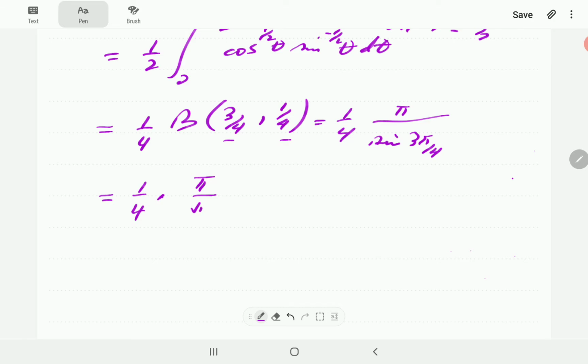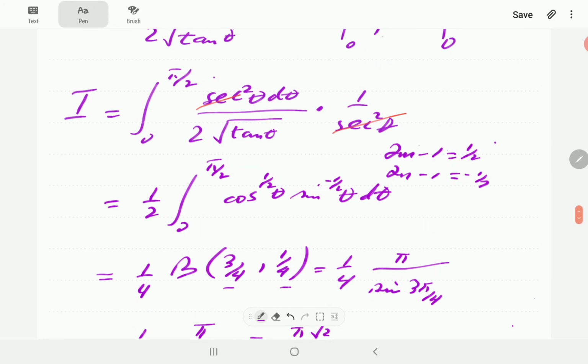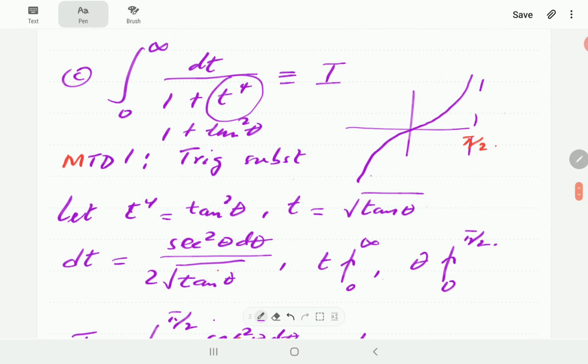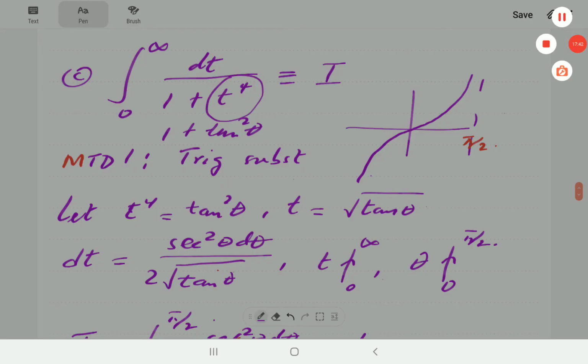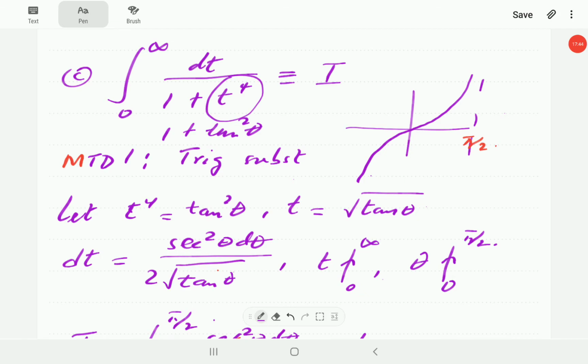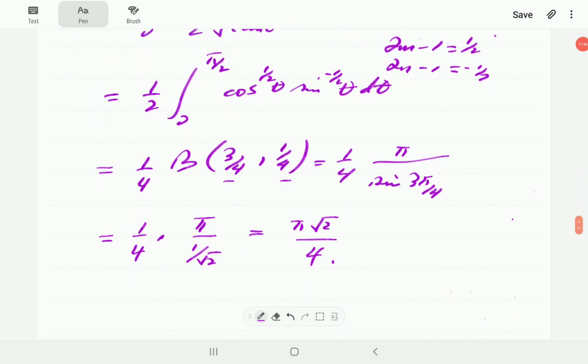Oh, let's just write it as 1 over root 2, that's good enough. So this thing is going to be pi root 2 over 4. So that's the value of that integral there using method 1. Okay, looks like this.